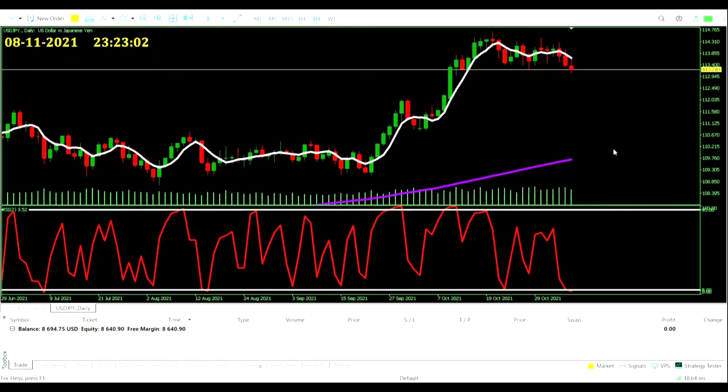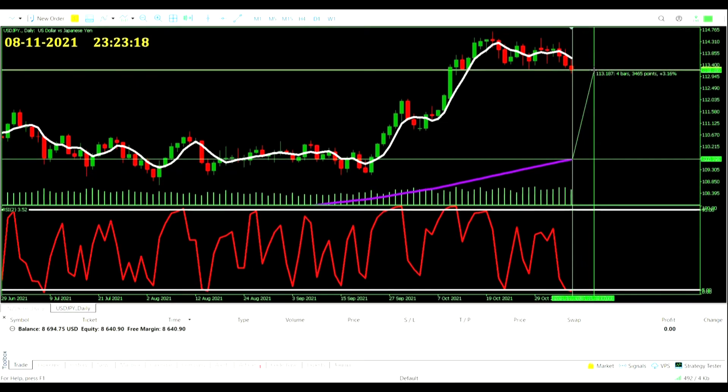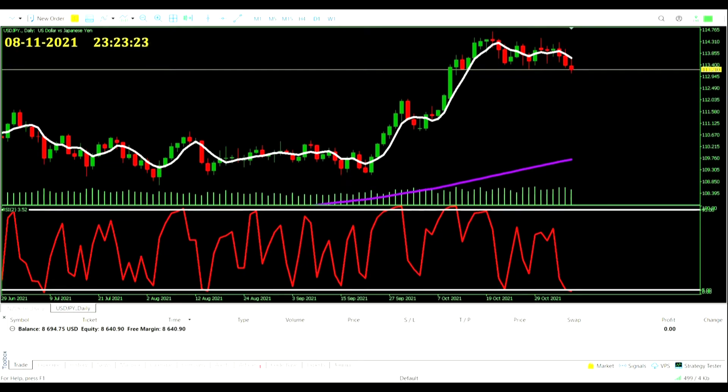It is a buy signal on the US dollar Japanese yen pair. That RSI has come down to 3.52, and you can see how far price is above the moving average, about 350 pips. So that's at least one signal we got. Just make sure we haven't got any others that clash with it.